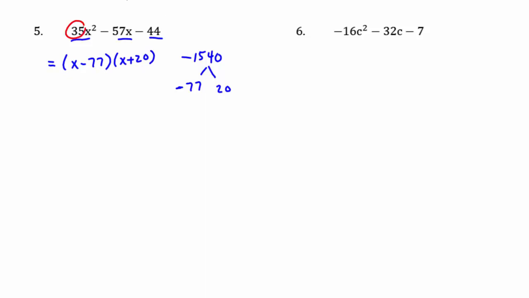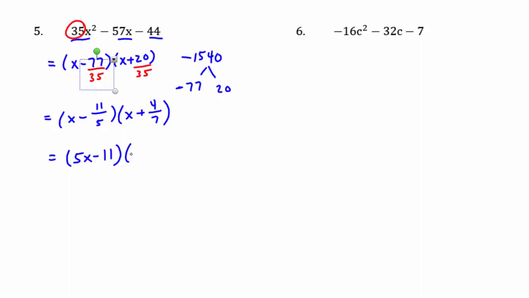Take the coefficient of the x squared, which is 35, and divide both by this 35. And if I reduce 77 35ths, I see 7 goes into both of those. 7 goes into the top 11 times. 7 goes into the bottom 5 times. And for 20 and 35, the factor would be 5. 5 goes into 20 4 times. It goes into 35 7 times. So we have 5x minus 11 and 7x plus 4.